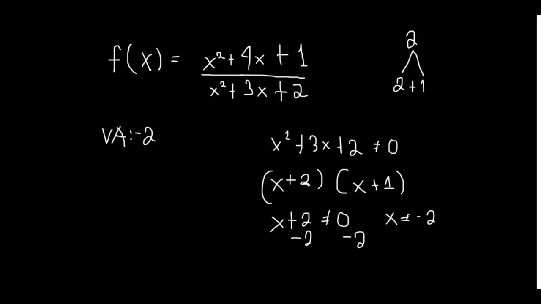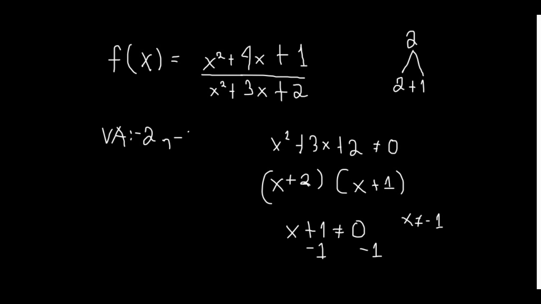Now we have to set the other one not equal to 0. So x plus 1 does not equal 0. We will subtract 1 here and subtract 1 from the other side, and we will get x is not equal to -1. So -1 is one of our vertical asymptotes.